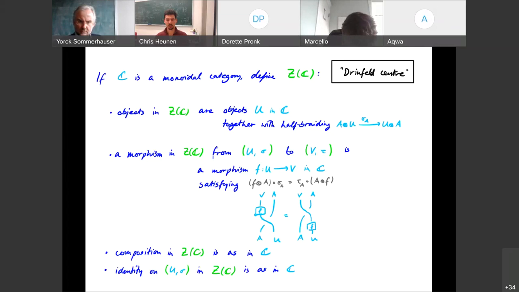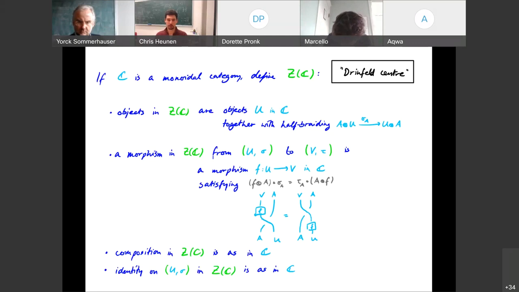You can compose such things as in C. And it has identity morphisms. Namely, if I take an object U in the old category with a half braiding, I need to build an identity map on there. And it's just the identity map in the old category. It will satisfy this turquoise picture over there if you take F to be an identity, because that was part of the axioms of a half braiding. So in other words, and you can prove that this composition is associative and satisfies the unit laws. So if you start with a monoidal category C, an old one, I can make a new one, Z of C.